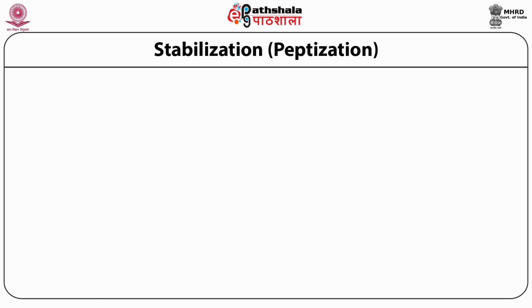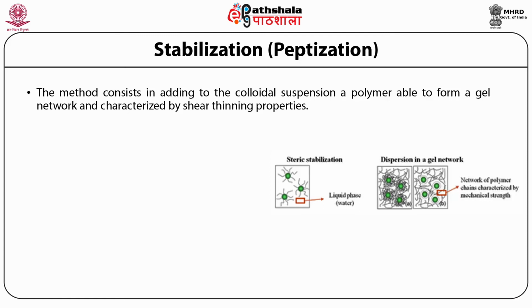sedimentation. The method consists in adding to the colloidal suspension a polymer able to form a gel network and characterized by shear thinning properties. Examples of such substances are xanthan and guar gum. So students, you can see a figure showing the comparison between the steric and the gel network stabilization mechanism.